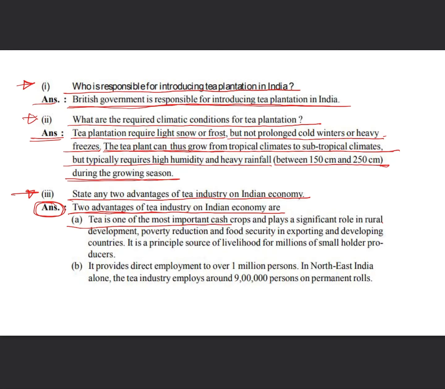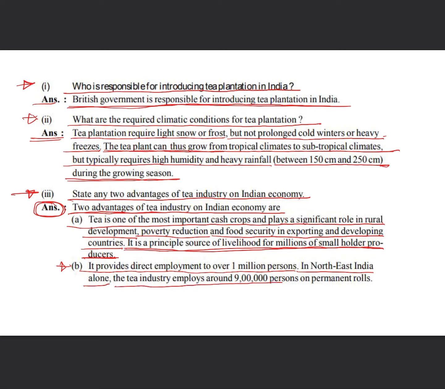Tea is one of the most important cash crops and plays a significant role in rural development, poverty reduction, and food security in exporting and developing countries. It is a principal source of livelihood for millions of smallholder producers. Second, it provides direct employment to over 1 million persons. In Northeast India alone, the tea industry employs around 9 lakh persons on permanent roll.